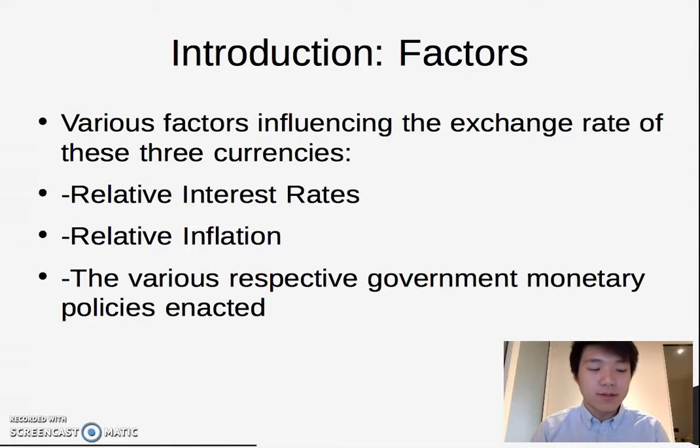There are many factors and indicators that influence this exchange rate, such as relative interest rate, relative inflation, relative growth rate, as well as the various respective government intervention policies enacted during the course of the year.